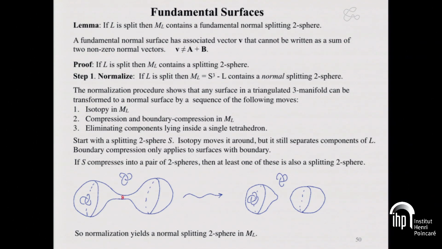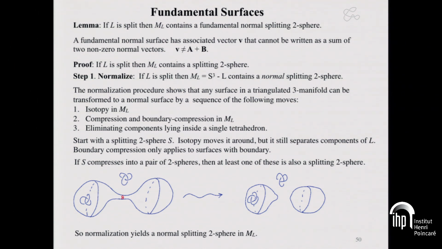So let's see how we do that for the split link problem. We're going to show that if the link is split, if there's a two-sphere that separates the two components of the link, then there's one in the fundamental solutions. One of the fundamental solutions will be a two-sphere that separates the two components of the link. So what do we do? We start with, let's say, some two-sphere that separated the two components.